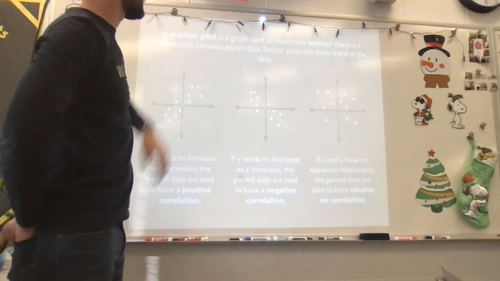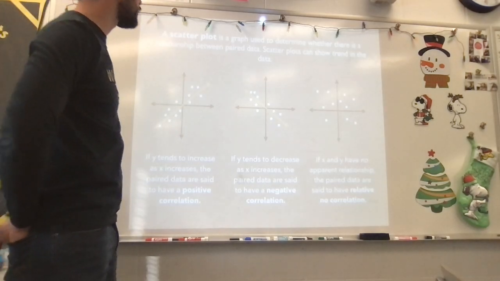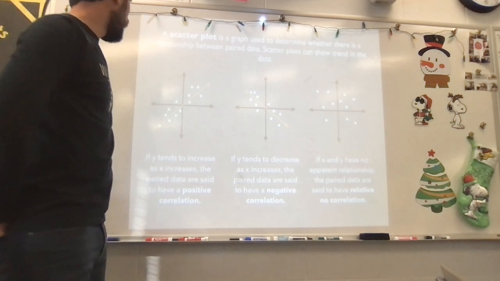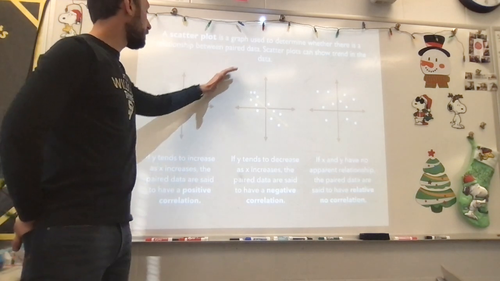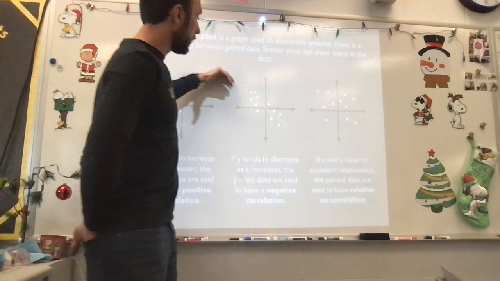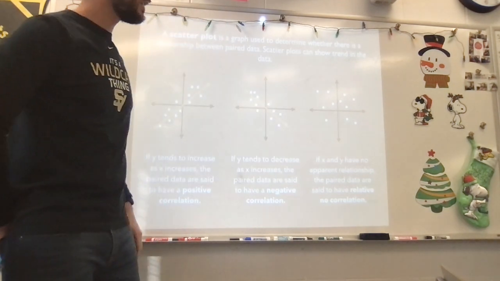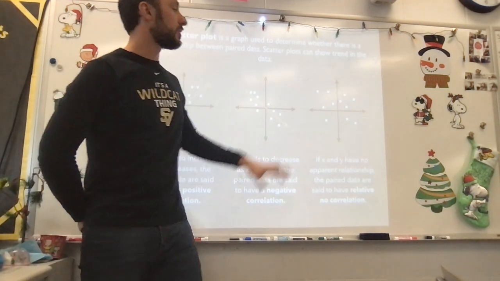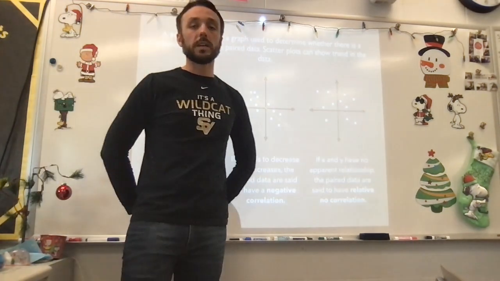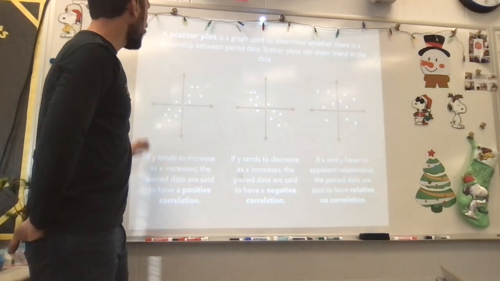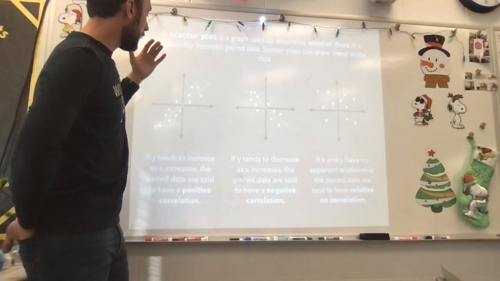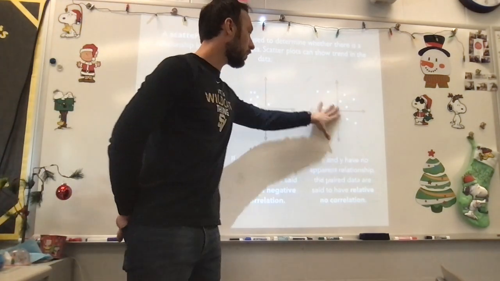A scatter plot is a graph used to determine whether there is a relationship between paired data. Scatter plots can show a trend in the data. If it tends to go upwards like this, just like puff puff positive, it has a positive correlation. If it goes downwards like this, it has a negative correlation. And sometimes you'll have a scatter plot that's just kind of all over, and that doesn't have a correlation. So you can have a no correlation graph, but we're just looking for how that data is trending. So we can represent data as positive, as negative, or no correlation.